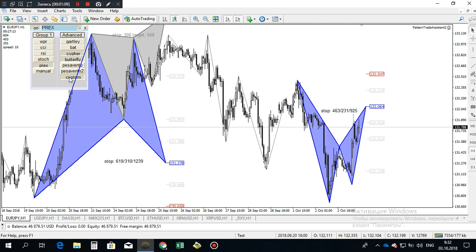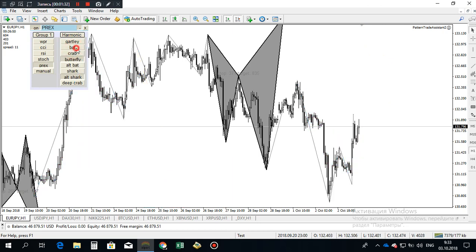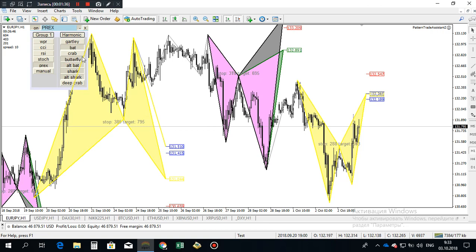And the custom pattern. The custom pattern, of course, is not an advanced pattern. It is something that you actually code yourself. You can set the ratio for the B point, for the C point, and it will be drawn according to your own ratios. So this is the most creative section here. And of course we have a group of harmonic patterns. Switch them on and off, whatever you wish to be displayed, and you will have them according to your preferences.